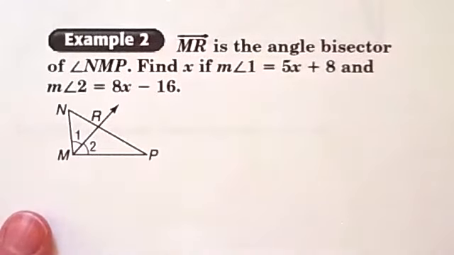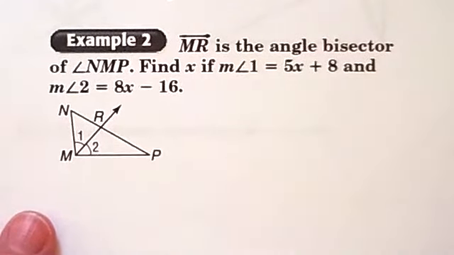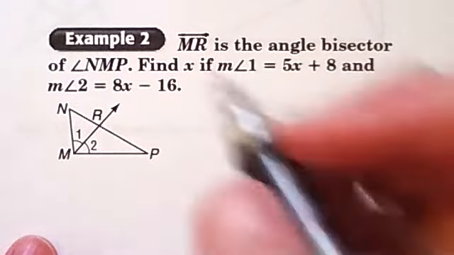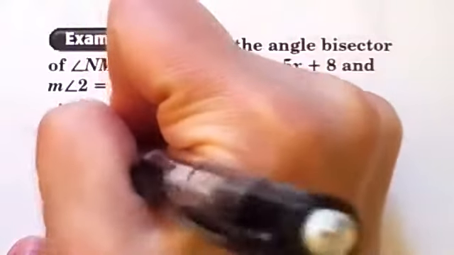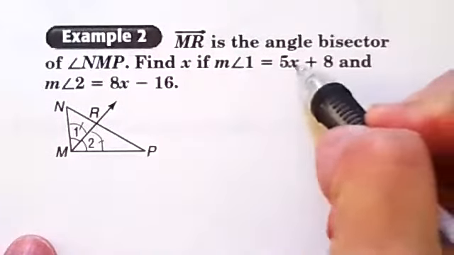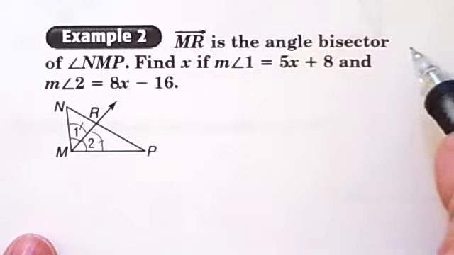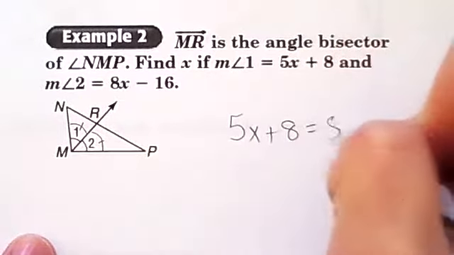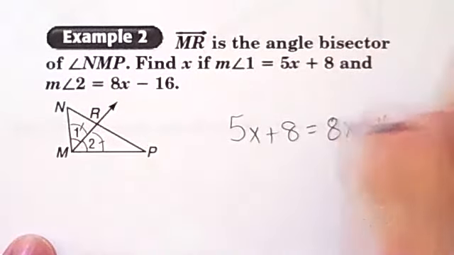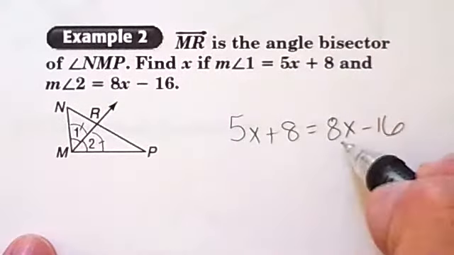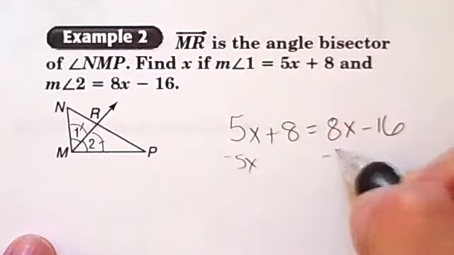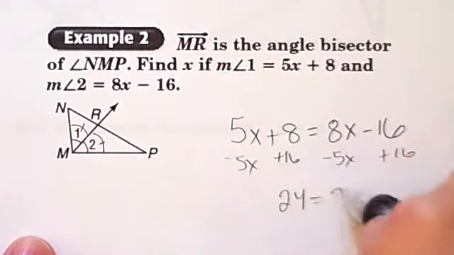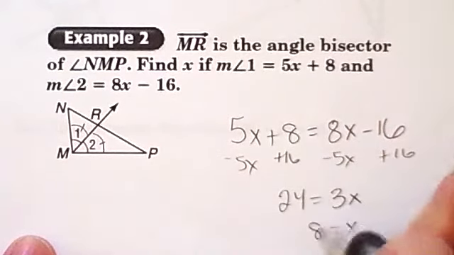This example is more like the ones you're going to do for your practice today. It says MR is the angle bisector of angle NMP. So that would make angle 1 congruent to angle 2. Then they give us an expression for angle 1 and angle 2. So what do we do with them? We set them equal to each other because they're equal. Okay, so to solve, I'm going to bring over the 5x and add 16. So 24 equals 3x, so x is 8.